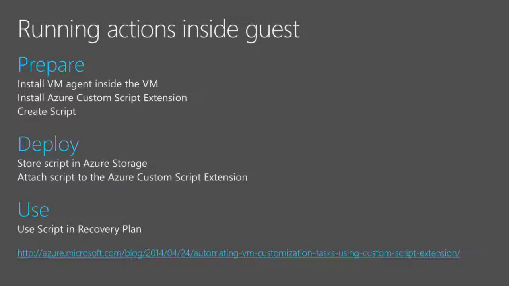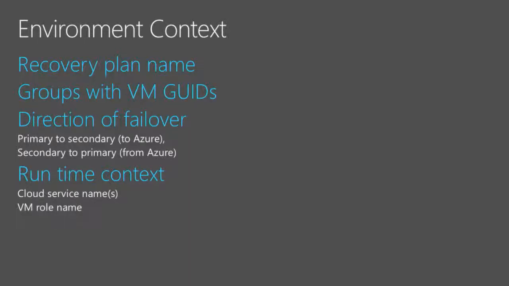The deployment of the script is basically you put the script inside a storage account and you attach the script to the Azure custom script extension. So you prepared it, you deployed it, then you run it. You use it by putting the script in a recovery plan. There's a hyperlink to a blog at the bottom on how this entire thing can be done seamlessly.